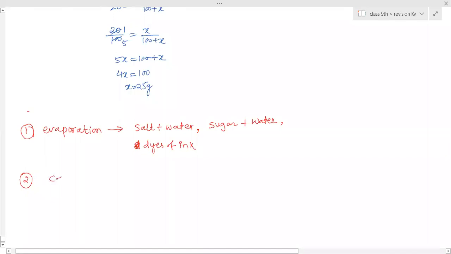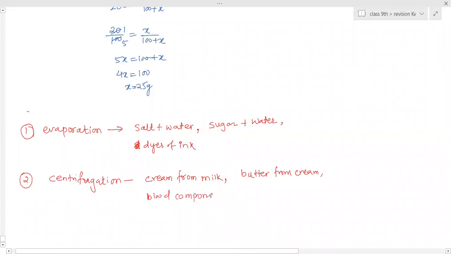Second is centrifugation. Separation of cream from milk, butter from cream, and squeezing water out of clothes. Plasma from blood, blood components from blood.